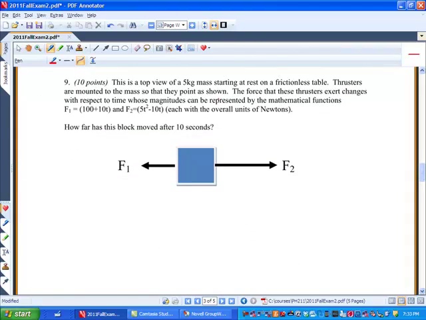Okay, so here we've got a top view of a 5-kilogram mass starting at rest on a frictionless table. Thrusters are mounted to the mass so that they point as shown. The force that these thrusters exert changes with respect to time, and the magnitudes can be represented by this. How far has this block moved after 10 seconds? So this problem kind of came with a free body diagram, except what is it missing? Yeah, it's missing an F net.